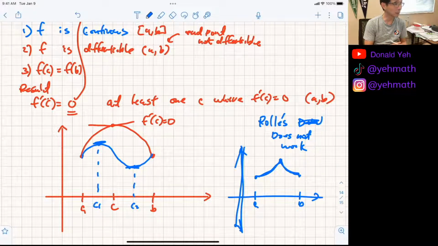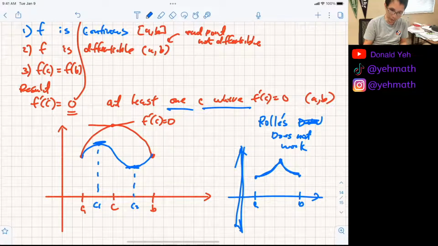If there are two values where f prime of C equals 0, it's still Rolle's theorem. They just say at least one C. Two C's is good. You can have three C's, you can have 10 C's, it doesn't matter, depending on how many oscillations up and down. If there's none, then it doesn't apply. Because it's continuous and differentiable with f of A equal to f of B, there's at least one.